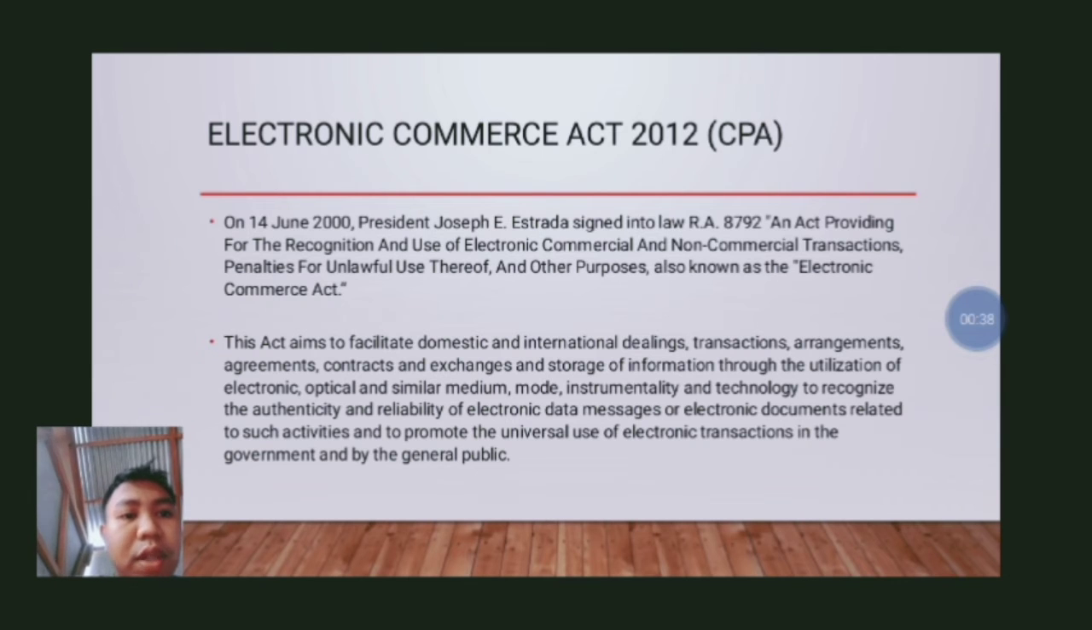act aims to facilitate domestic and international dealings, transactions, agreements, and contracts, and the exchange and storage of information through the utilization of electronic, optical, and similar medium modes, instrumentalities, and technology, recognizing the authenticity and reliability of electronic data messages or electronic documents related to such activities, and to promote the universal use of electronic transactions in the government and by the general public.